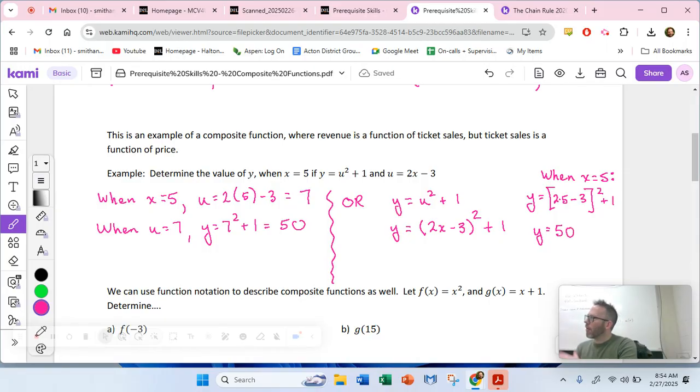So two ways, one at a time, or just make one single function, Y as a function of X. You guys convinced? Same answer both ways? Okay, let's take this one step further.